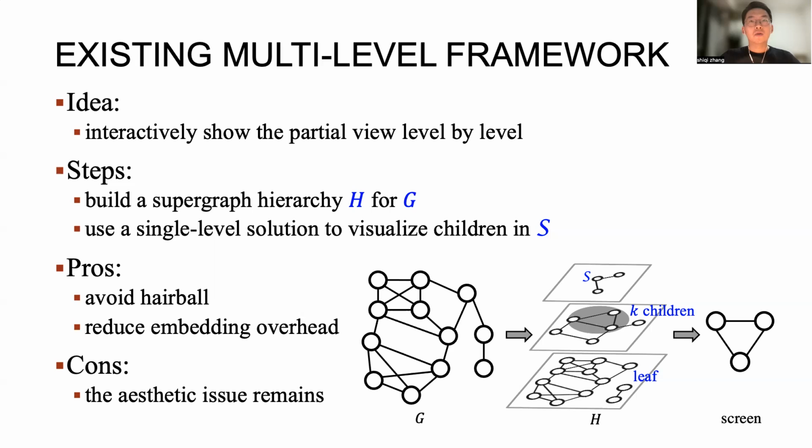For example, the supernode S in the top level supergraph. In addition, each supernode contains K children in the level below. For example, the children of S are in the shadow area. After a user selects an S to explore, a single-level solution is applied to realize the children of it.